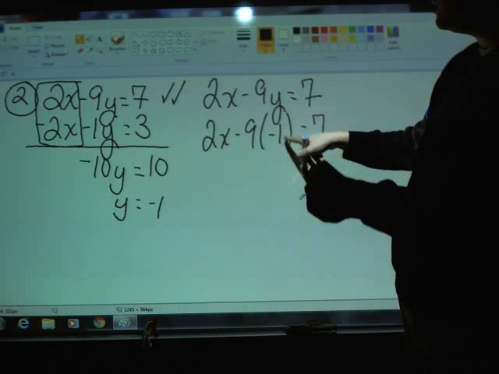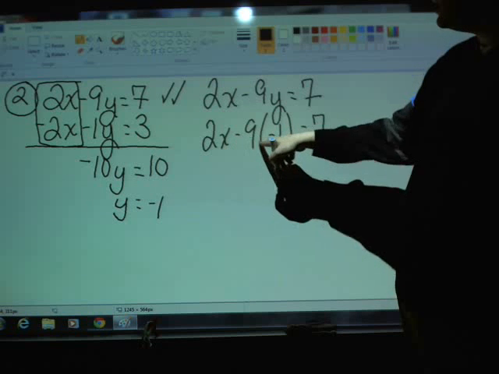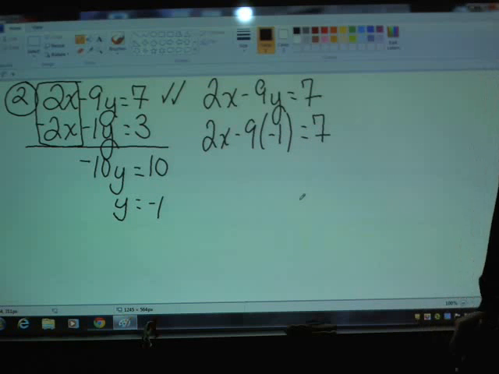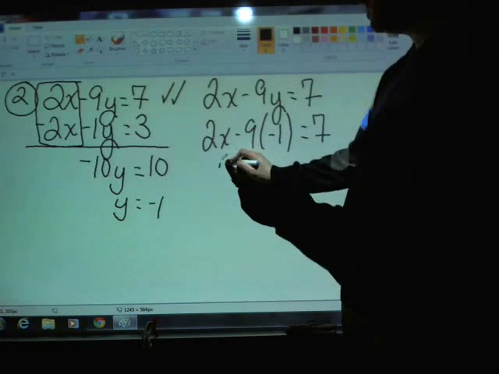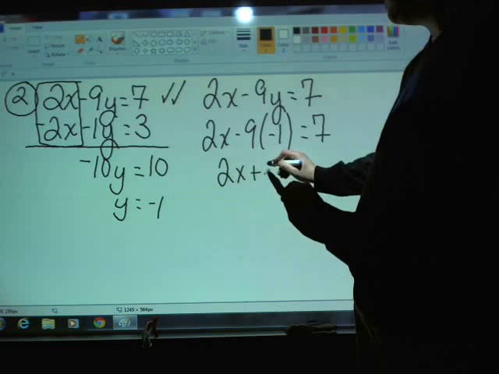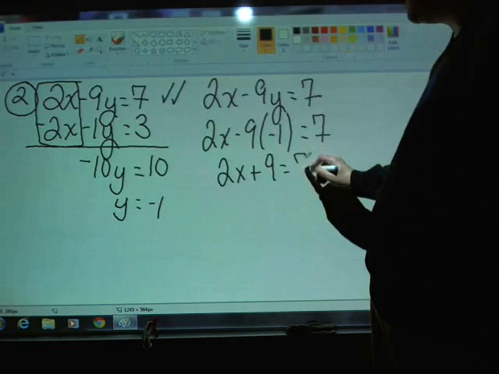So the middle part here, look, I've got minus 9 times negative 1. Well, as you can see, you have what looks like two negative signs there. If we ignore that 2x in front, that's, of course, going to change to plus in the world of multiplication. This is 2x plus 9 equals 7.